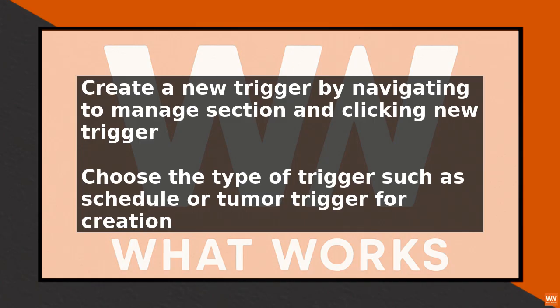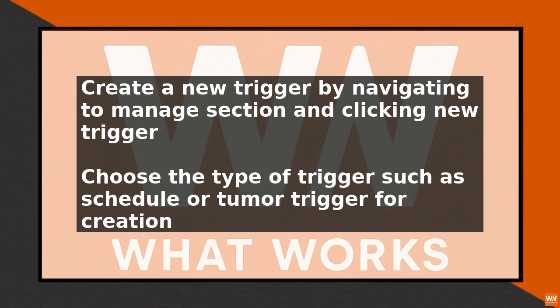Step 2. Configure trigger properties. Configure the properties of your trigger, such as the name and description of the trigger as well as the schedule or tumbling window settings. For a schedule trigger, you can specify the start and end dates and times as well as the frequency of the trigger.